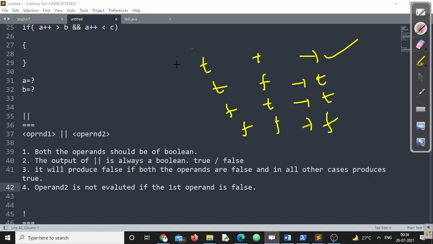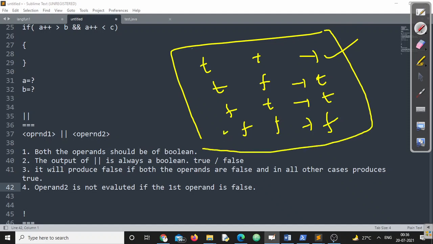Now let us cross check. When the first operand is false, do I have to go for checking the second operand or not? 100% I have to check, because there might be a chance this operand could be a true value, and if it is a true value, I can get true. So doesn't matter what the second operand is, if the first operand is false, the second operand will definitely be evaluated.